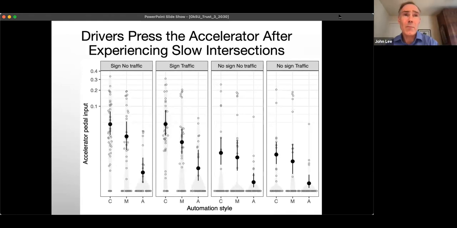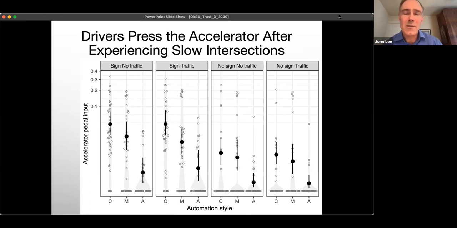Okay, this shows accelerator input on the vertical, and like before, conservative, moderate, aggressive across the bottom. And what we see here is that, kind of as we expected, the moderate has less accelerator input than the conservative. You can see that on the left when there's a sign and no traffic. On the right, what's interesting here is that with the aggressive, there's less accelerator input. But remember, the automation across these three levels is behaving exactly the same in these no sign, no traffic situations. So people are intervening with the accelerator input, even though the behavior at the intersections is identical across the algorithms.